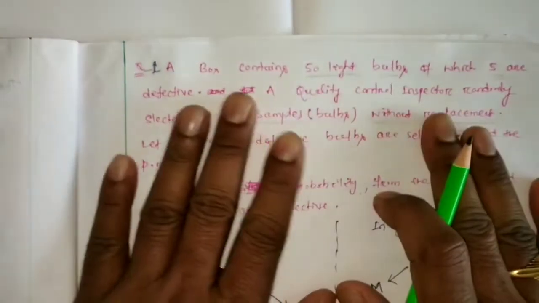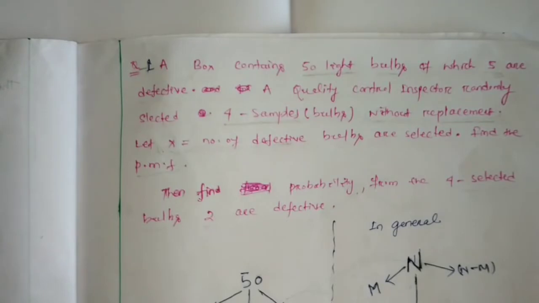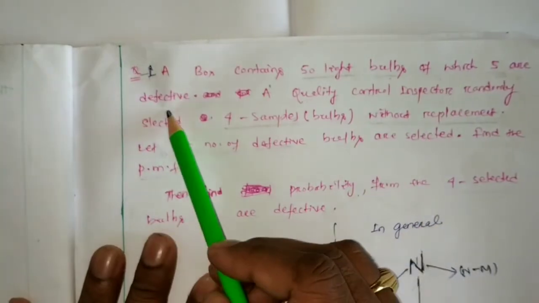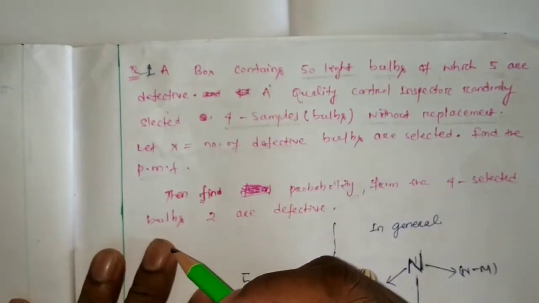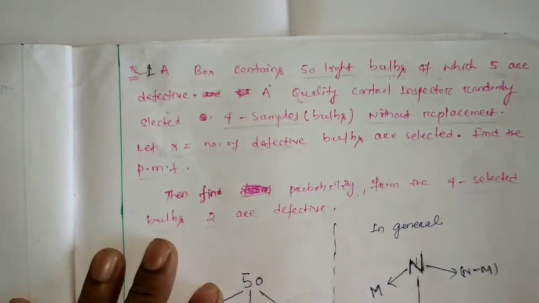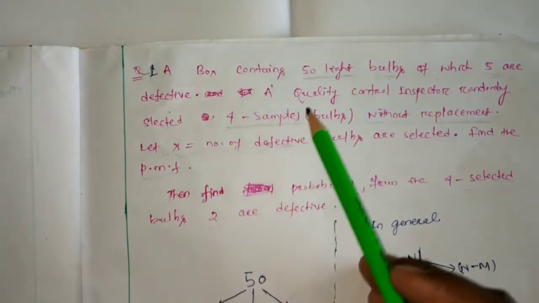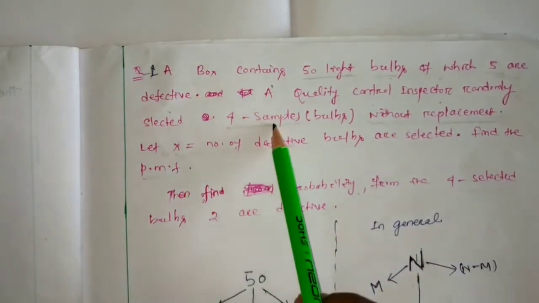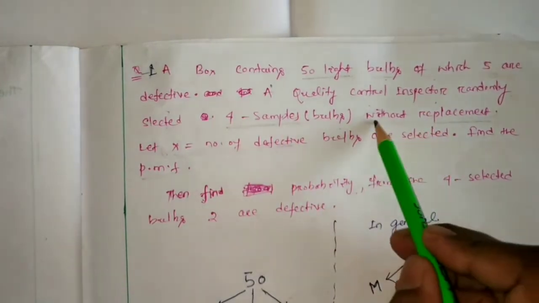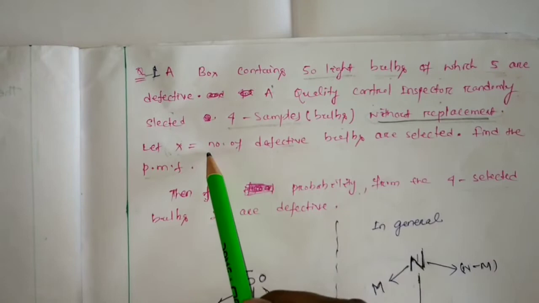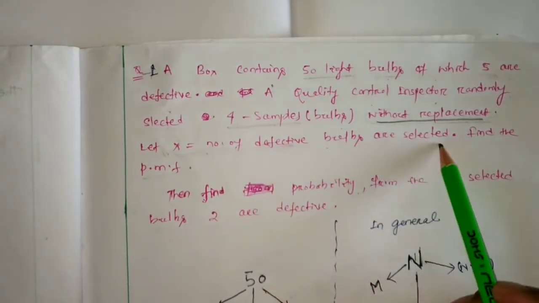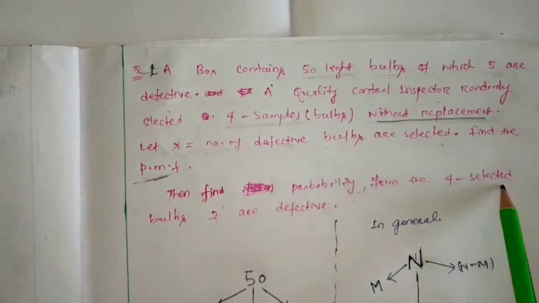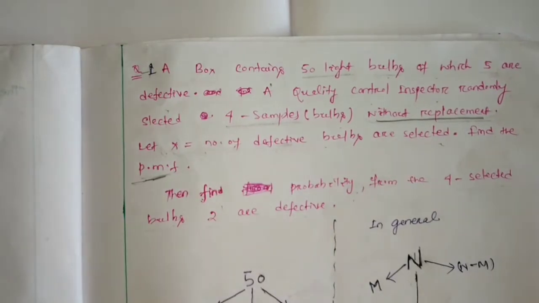So this is the first question: a box contains 50 light bulbs of which 5 are defective. So automatically the non-defective are 50 minus 5, that means 45. Now a quality control inspector randomly selected 4 samples or 4 balls without replacement. This is most important. Let X equal the number of defective balls selected. Find the PMF. This is one question. Then find the probability that from the 4 selected balls, 2 are defective.